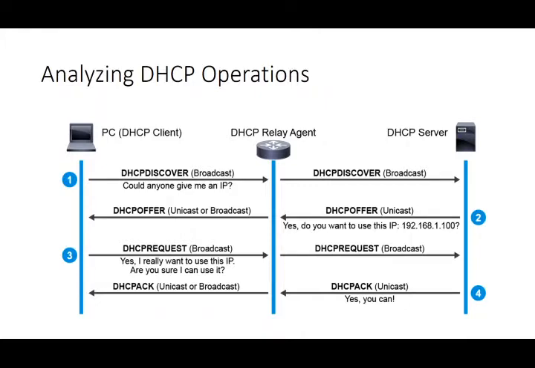When a client DHCP message is received by a router's relay agent, it generates a new DHCP message to send out another interface to the remote DHCP server.